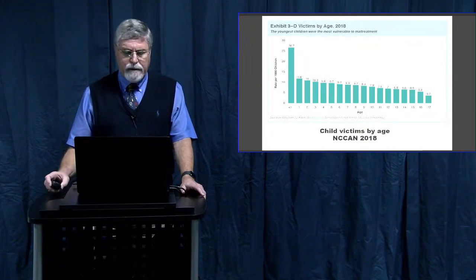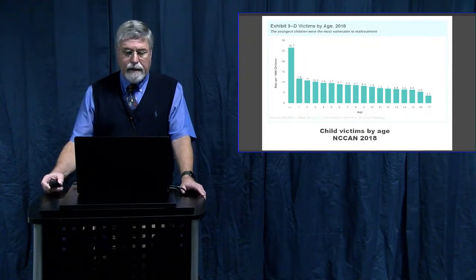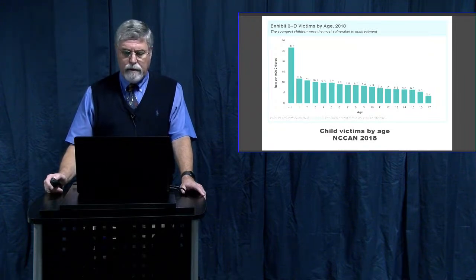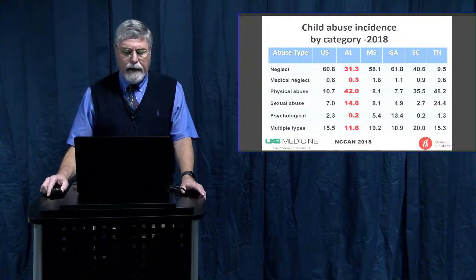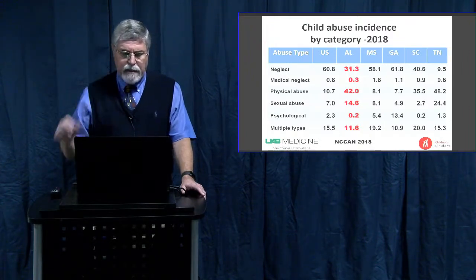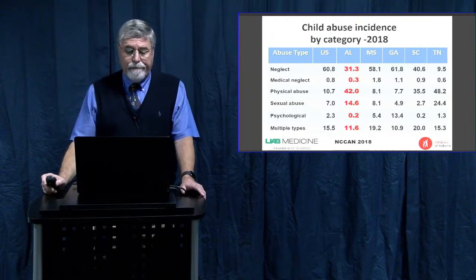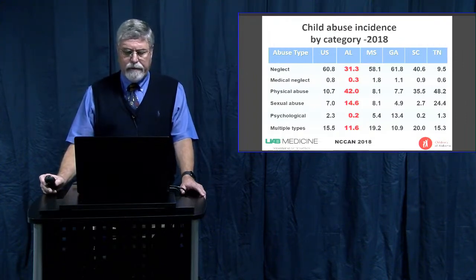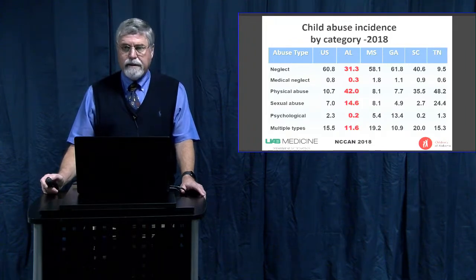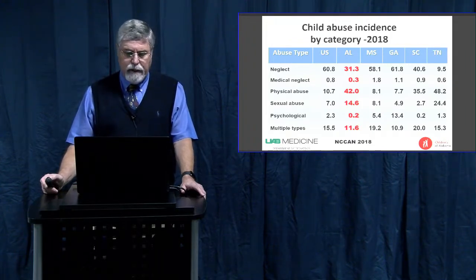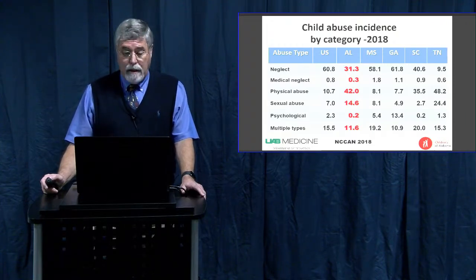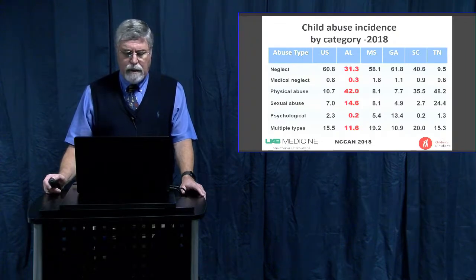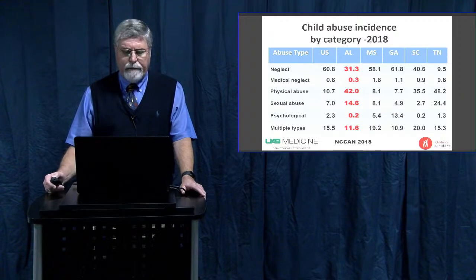Most of the reports coming in tend to be younger, with the highest number of reports being, a fourth of them being under a year of age. By category, a little more than half, 60% in the United States, are neglect, with physical abuse being 10%, sexual abuse 7%. Alabama's statistics are a little bit different since the Great Recession of 2008. We have a higher percentage of physical abuse and sexual abuse reports, although it has more to do with what's reported than what's actually happening.